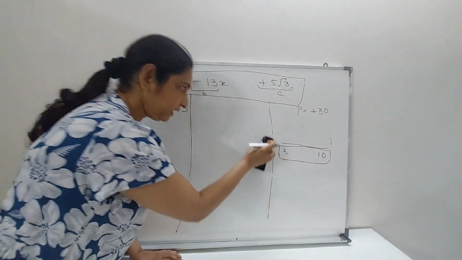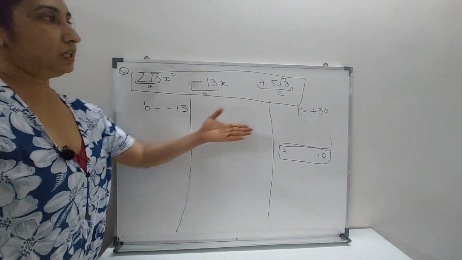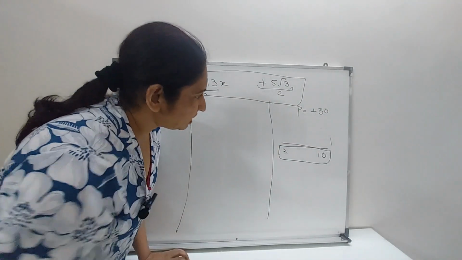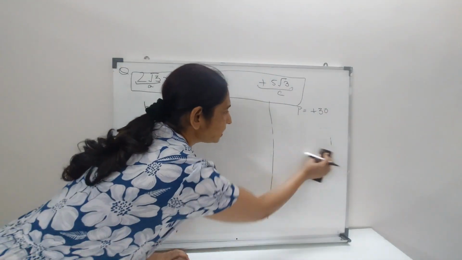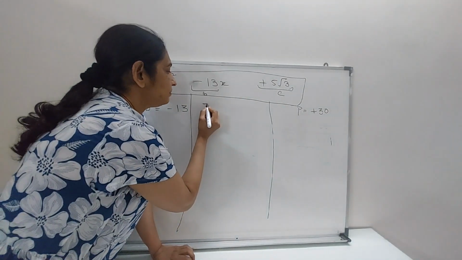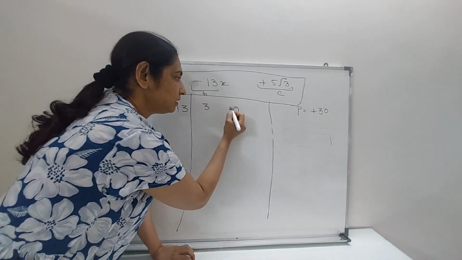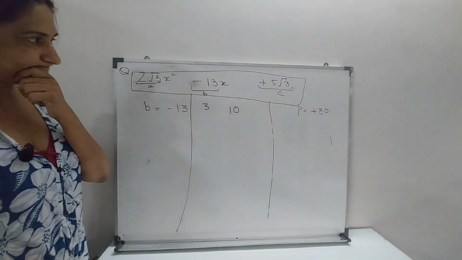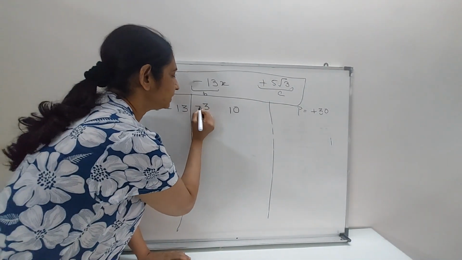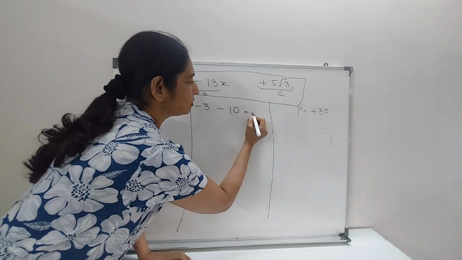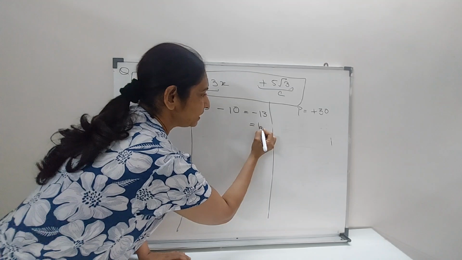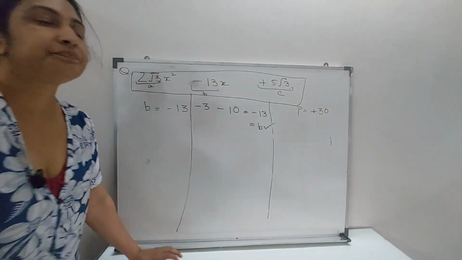Because though it satisfied B, it did not satisfy plus 30 product. Now what are we left with? We are left with 3 and 10. What do I want? Minus 30. Minus 3, minus 10. That will be minus 13, so that is equal to the B term, which is good.